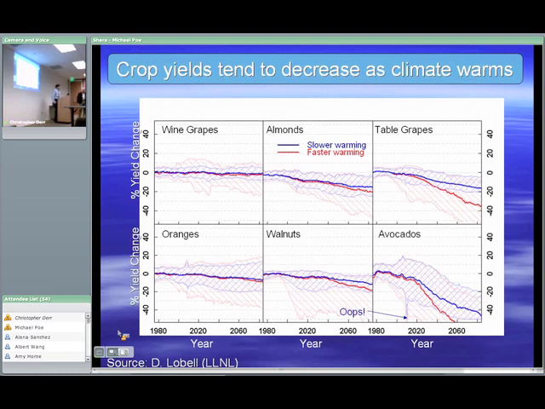So why does that happen? Okay. The short answer is I don't know, but the long answer is this is based on empirical relationships between historical climate variability and historical yield variability. And what this is showing you essentially is that in historical warm periods, yields have been worse.